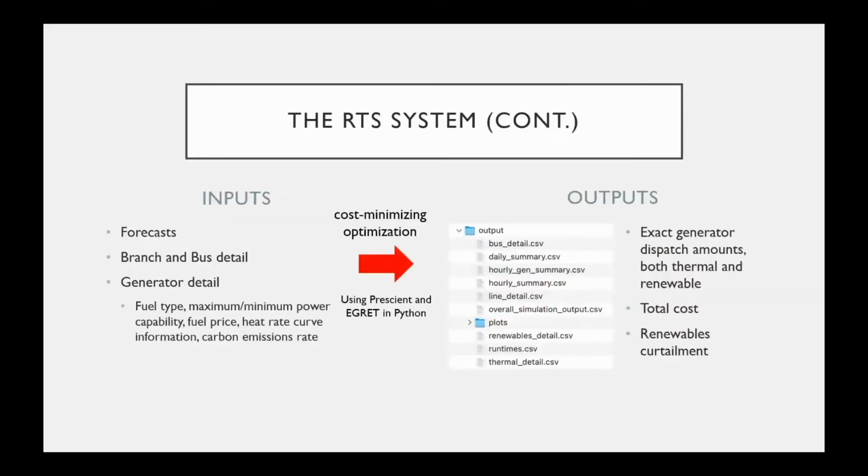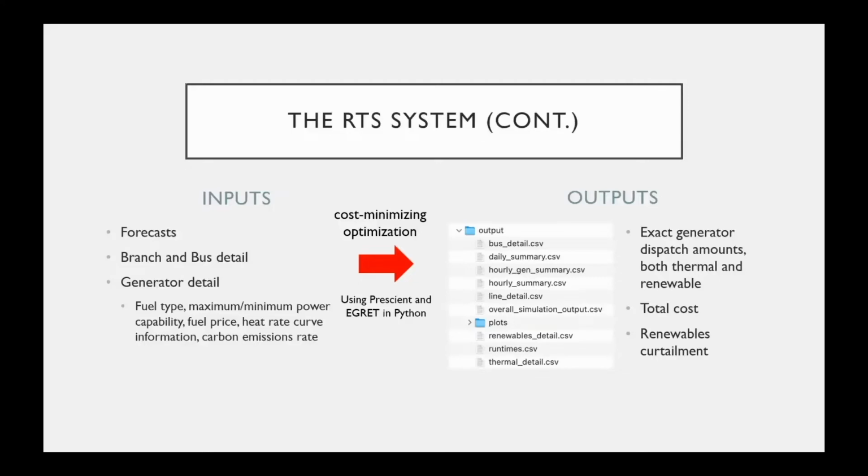Various unit commitment and economic dispatch formulations were run through a Python-based program called Prescient, which uses a cost-minimizing optimization to solve this overall energy problem. So RTS takes into account the following inputs, as we see on the left, which are the forecasts, the generator and bus and branch detail, which has fuel type, minimum, maximum power, and other details. It takes this all into account and produces these output files.